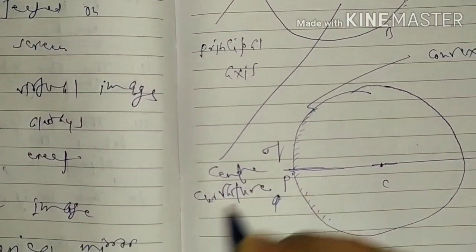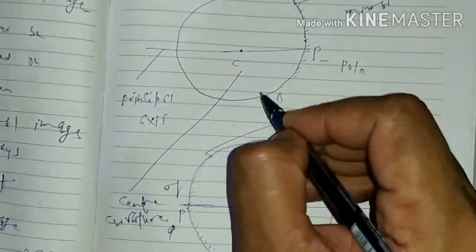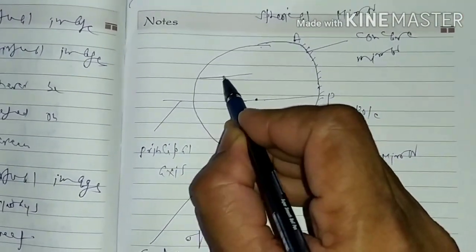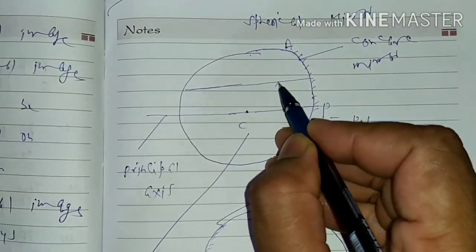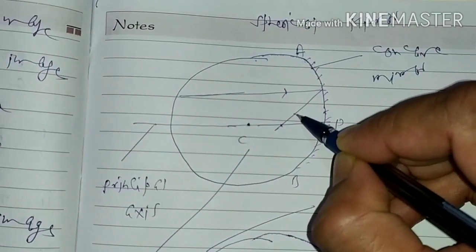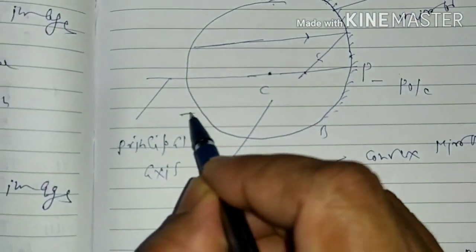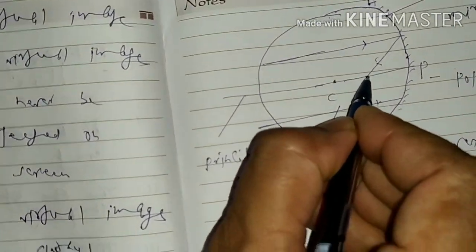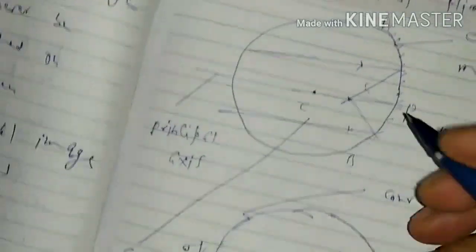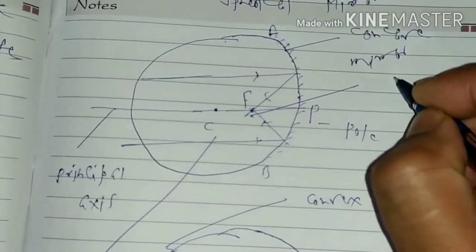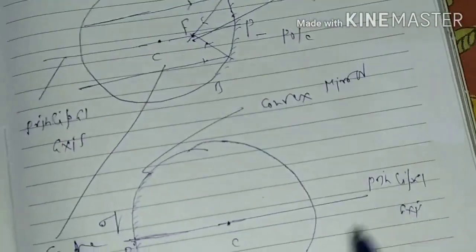Now, it is very important that rays of light parallel to the principal axis after reflection meet at a point on the principal axis, and this point is called focus. This is also called principal focus. So this is focus, or principal focus.